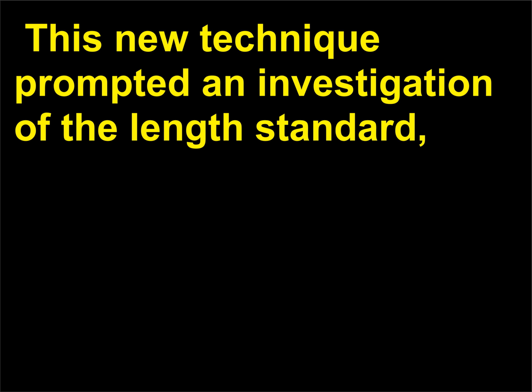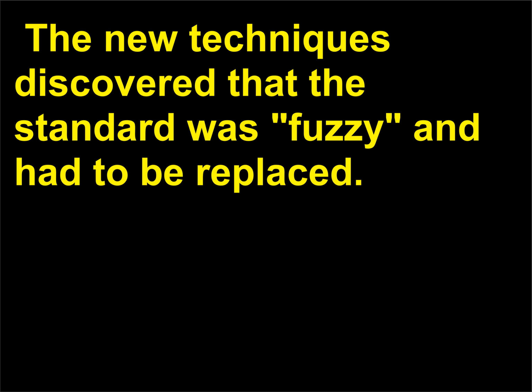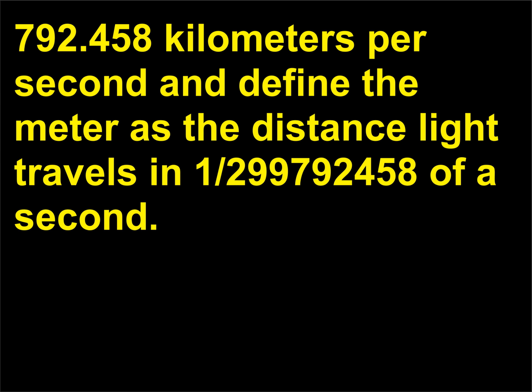This new technique prompted an investigation of the length standard. The wavelength of light from the gas krypton. The new techniques discovered that the standard was fuzzy and had to be replaced. In 1983, the Conférence Générale des Poids et Mesures decided to fix the speed of light in a vacuum at 299,792.458 kilometers per second and define the meter as the distance light travels in 1/299,792,458 of a second.